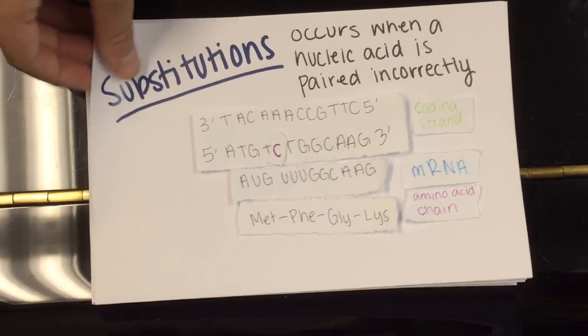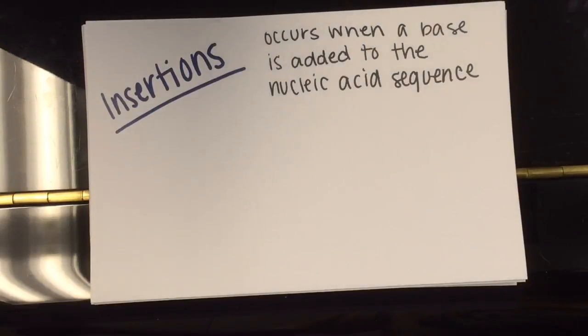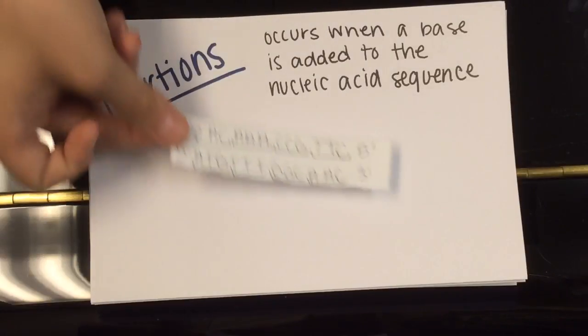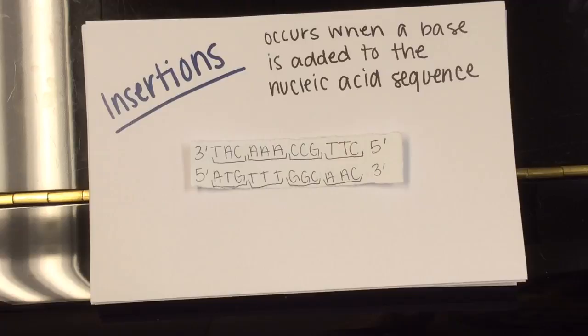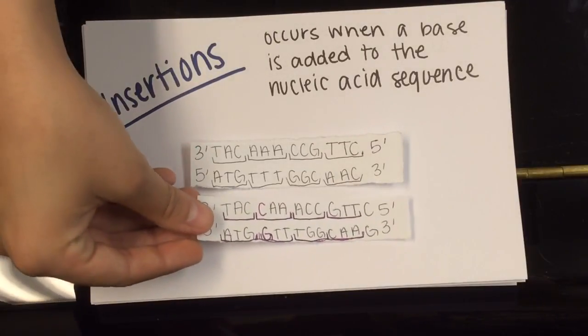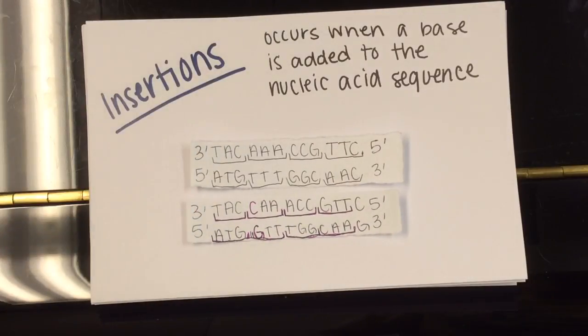A second type of mutation is an insertion. This is when a base is added to the nucleic acid sequence, causing what is known as a frame shift mutation. Originally, the bases would be read in this pattern. But once a base is added, it shifts the way bases are read. This can cause some major issues with the resulting protein, but will most likely render the protein non-functional.